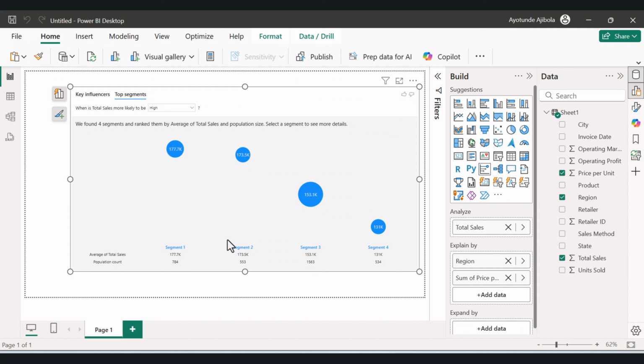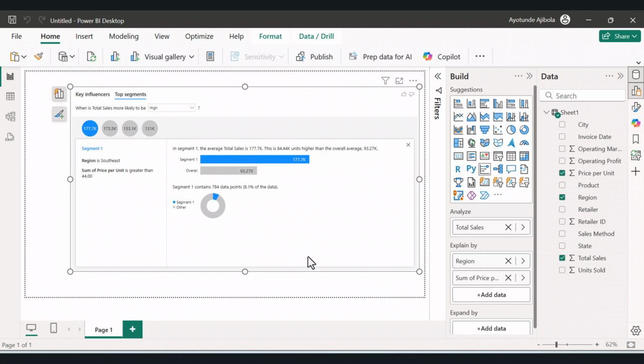The size of the bubble represents the number of data points, that is the population in that segment. If we click on segment 1, the pane on the right gives us a detailed profile. It might tell us, for example, that the high-performing segment consists of customers in the Southeast region who purchase items above a certain price point.